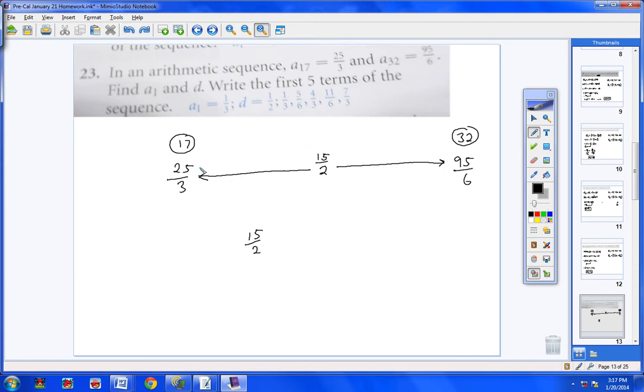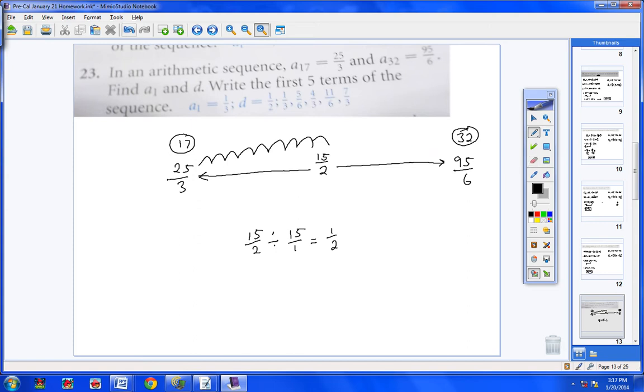The total difference from the 17th term to the 32nd term is 15 over 2, 7.5. But I want to find out what one little difference is, okay? So, watch this. I'm going to take 15 over 2, and since there's 15 terms from here to here, I'm going to divide it by 15. All right. Now, if you divide by 15, you can use your calculator. You will get 1/2. So now you know what the common difference is. The total difference from here to here is 15 over 2 divided by 15. And now you know you were adding 1/2 over and over and over until you got to the 32nd term.